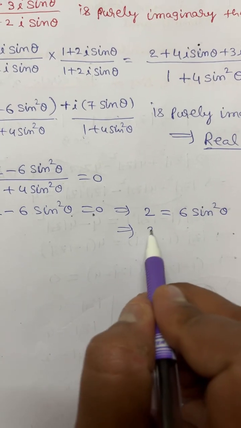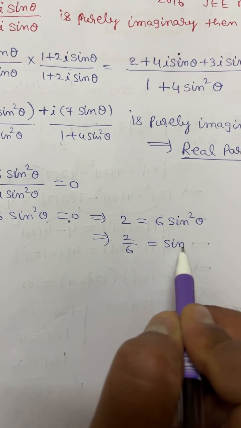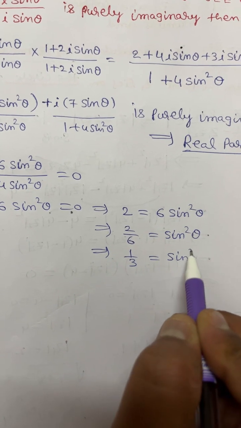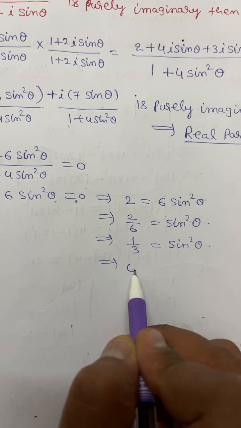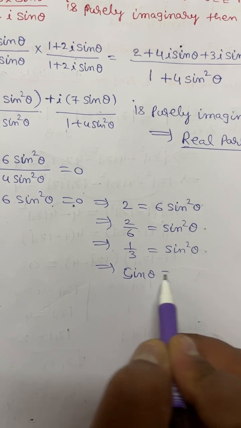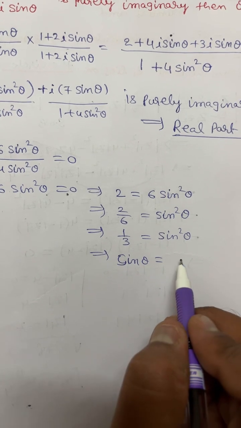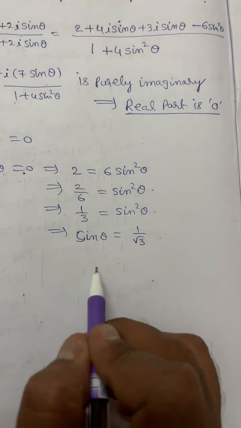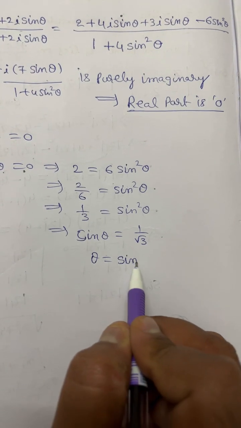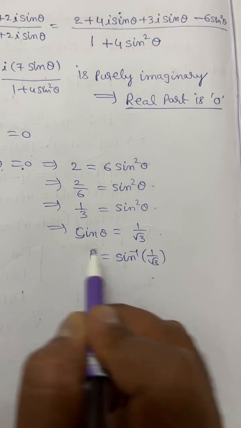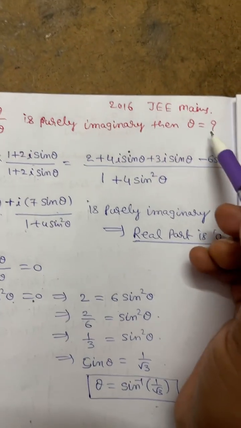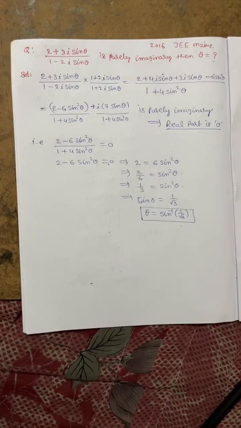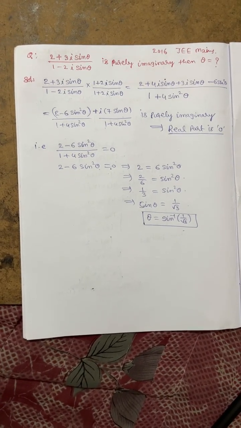So that implies 2 by 6 is equal to sine square theta. So 1 by 3 is equal to sine square theta. So that implies that sine theta equals plus or minus 1 by root 3. Otherwise, simply 1 by root 3 we can write it. So theta equals, since we are taking this side, sine inverse 1 by root 3. Therefore the value of theta is sine inverse of 1 by root 3. I hope you understand it, students.